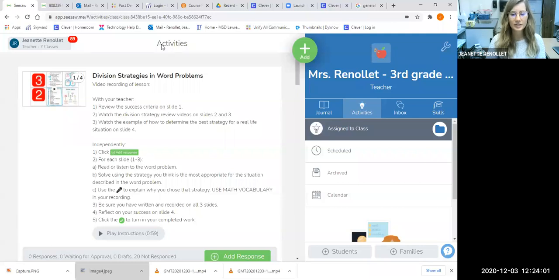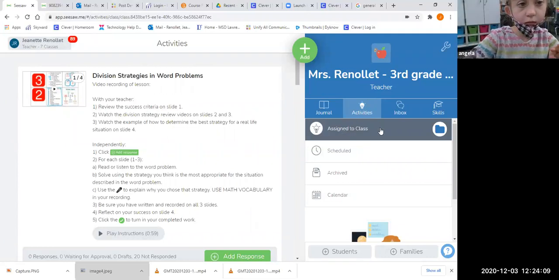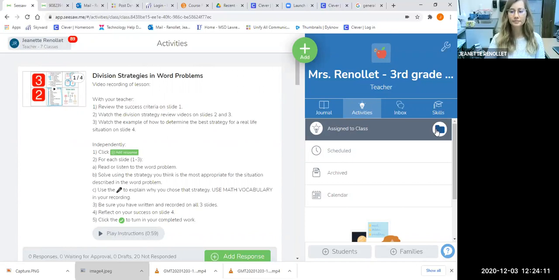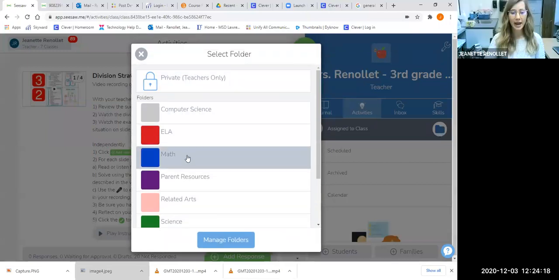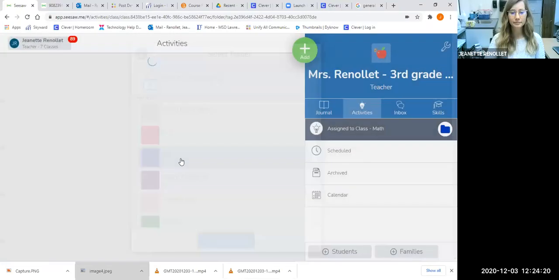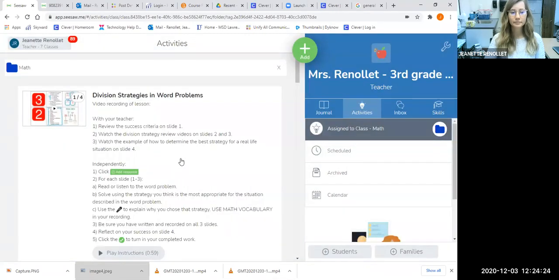We are going to go into Seesaw together now. Please click on Activities, Assign to Class folder, Blue, Math, and our task is called Division Strategies in Word Problems.